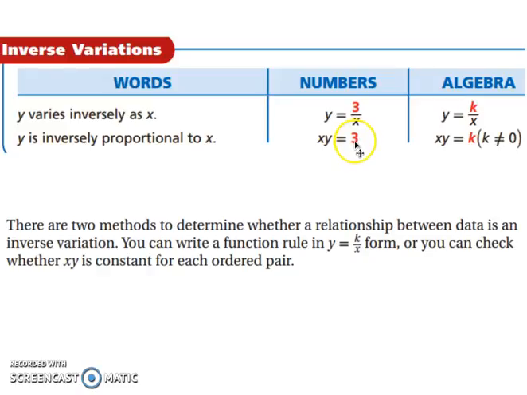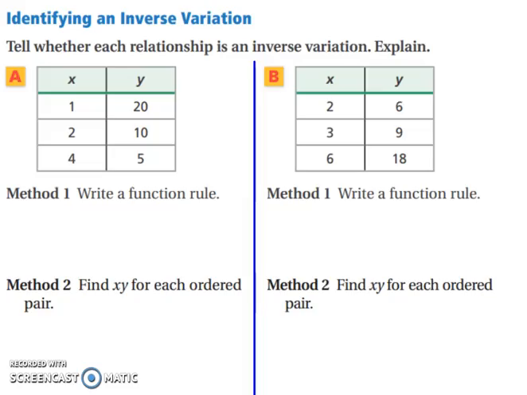There are two methods to determine whether a relationship between data is an inverse variation. You can write a function in the rule y equals your constant divided by x, or you can check to see if x times y is constant for every ordered pair, meaning when you multiply x times y, you get the same number for all of them. So we're going to tell whether each relationship is an inverse variation, and then we're going to briefly explain.